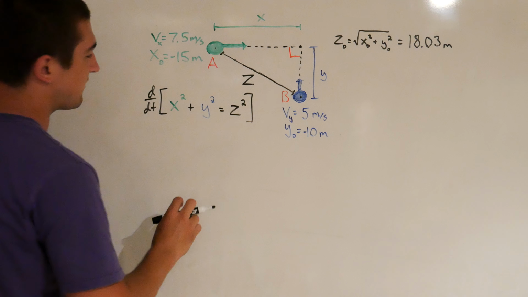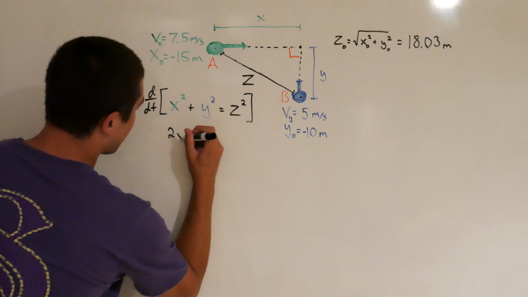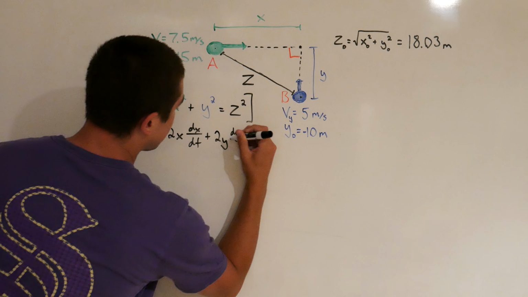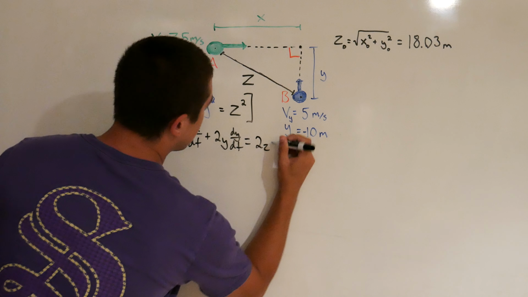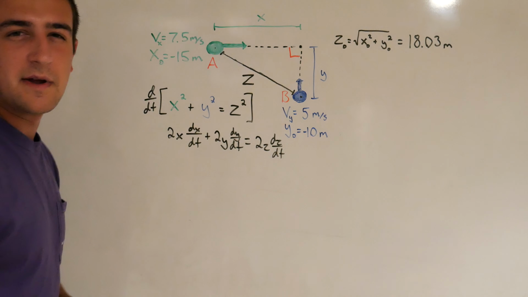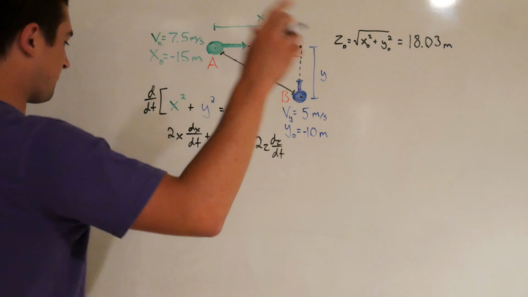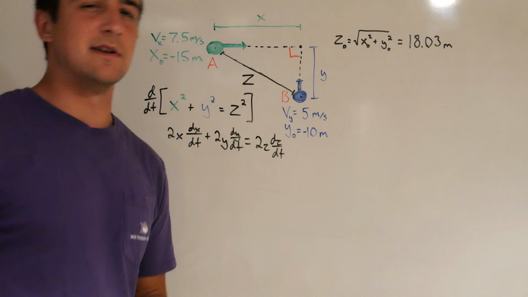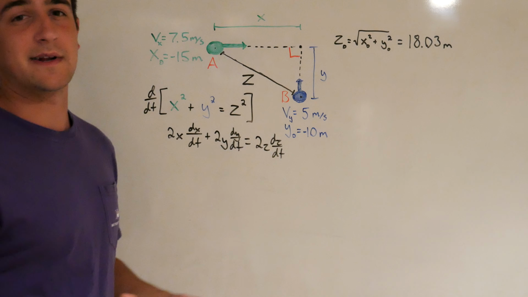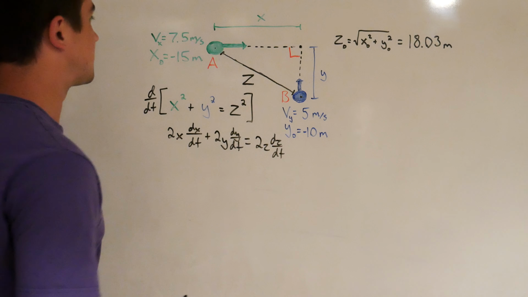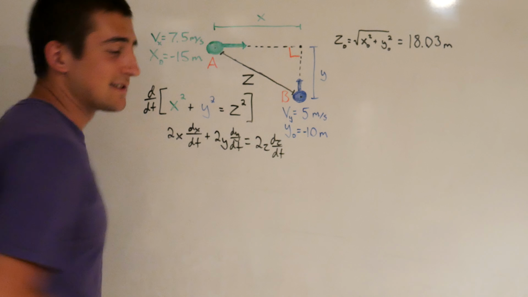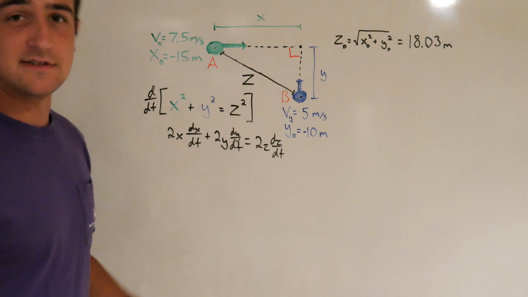So taking this whole derivative implicitly, we get 2x times dx/dt plus 2y times dy/dt is equal to 2z times dz/dt. And now, this doesn't look like something we can work with maybe at first if you're not very experienced, but dx/dt and dy/dt are actually known values. dx/dt is the derivative of the position in the x direction with respect to time, or the velocity in the x direction, and dy/dt is the velocity in the y direction. It's the rate at which the distance y is changing.